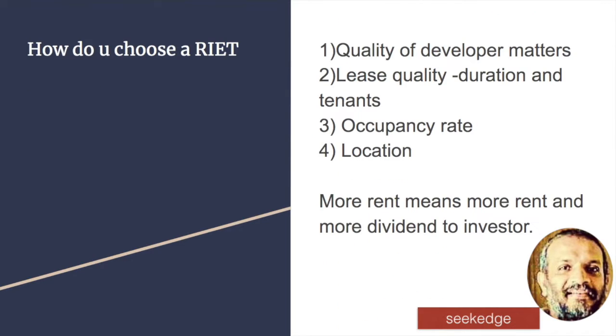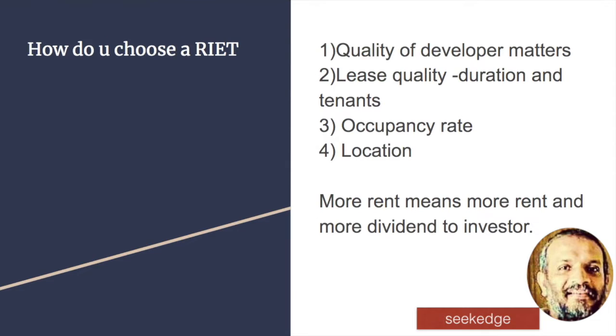How do you choose it? There has to be a certain criteria. Right now we have only three, right? But there will be more coming in. So what are the key four things that you have to look at? There may be a lot of financial ratios which you can research, but at a higher level, four things. One of them: quality of the developer matters.